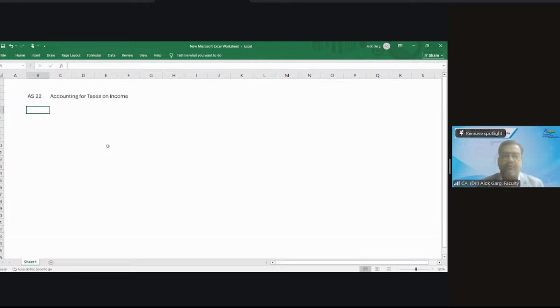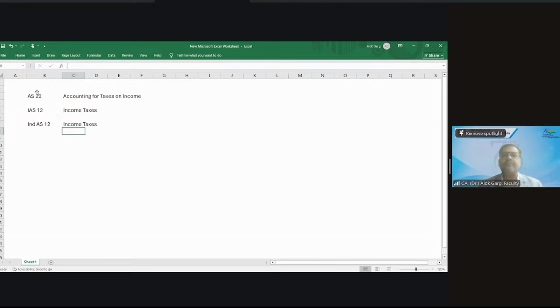Friends, as you know, Ind AS is the converged version of IFRS applicable to India. Globally, in IFRS, there is IAS 12, International Accounting Standard 12, which talks about income taxes. While the title is income taxes, it talks about accounting for income taxes, accounting for taxes on income. So from IAS 12, we have converged to Ind AS 12. We have notified Ind AS 12 in India. And again, the title is income taxes.